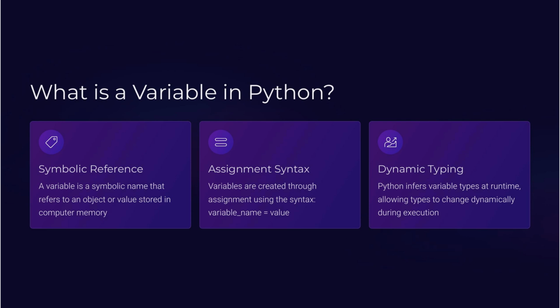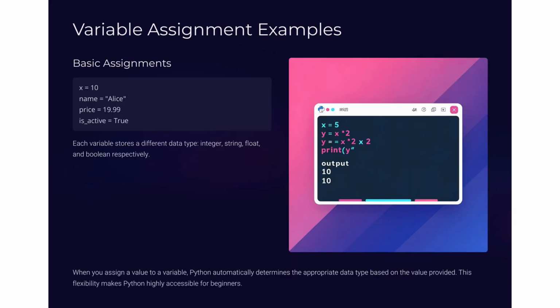Python's dynamic typing allows variable types to change during execution, enhancing flexibility and ease of use. Variable assignment in Python is straightforward. For example, x = 10 assigns an integer, name = "Alice" assigns a string, price = 19.99 assigns a float, and is_active = True assigns a boolean. Python's dynamic typing automatically determines the data type, enhancing accessibility for beginners.